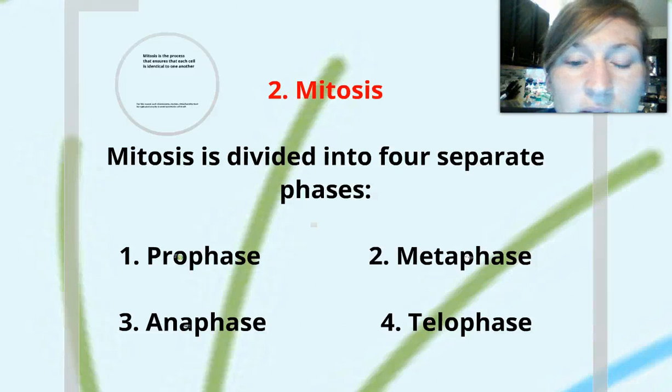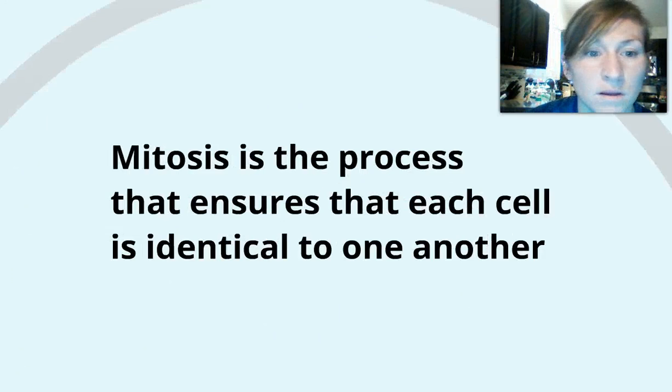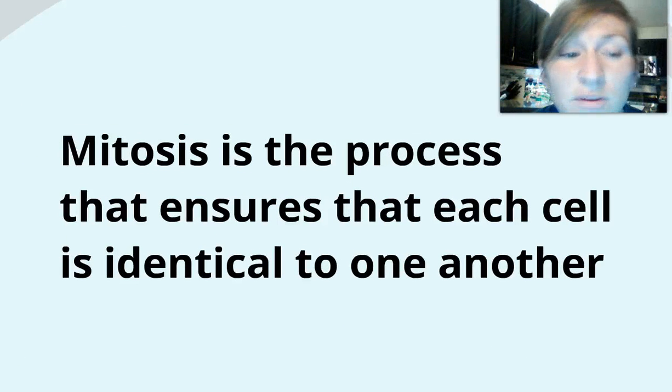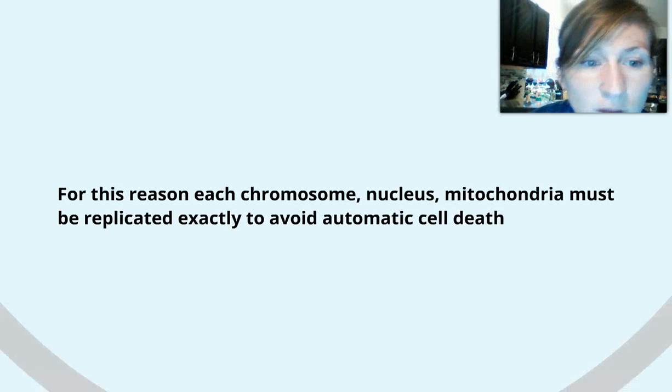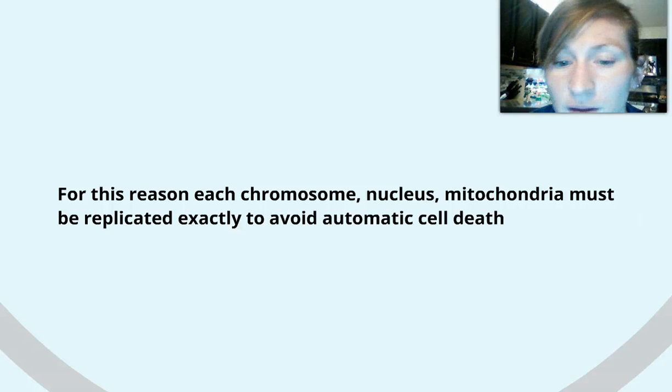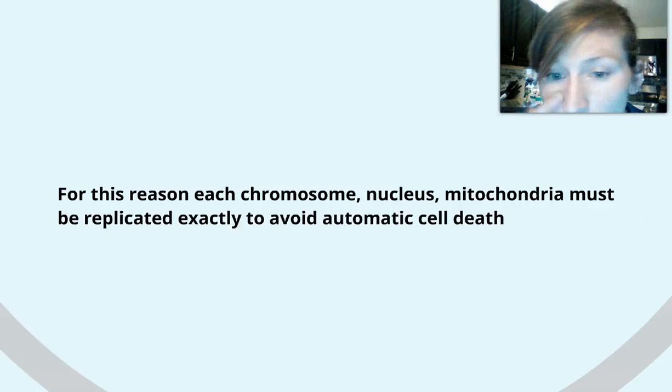Okay, so mitosis is divided into 4 separate phases. We start off with prophase, metaphase, anaphase, and then telophase. So let's break down the name or the process. The definition for mitosis is a process that ensures each cell is identical to one another. Remember, it is the division of the nucleus itself. And for this reason, each chromosome, nucleus, and mitochondria must be replicated exactly to avoid automatic cell death, which is also known as apoptosis.